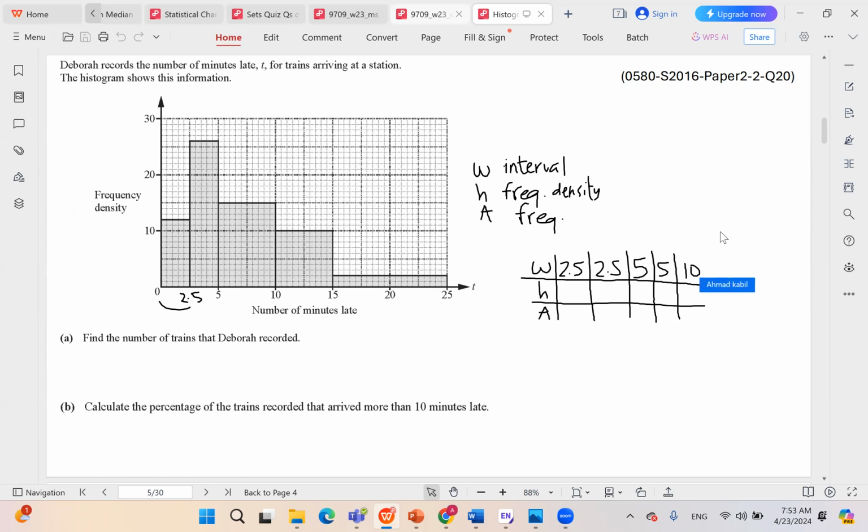If you don't understand how I got these numbers, I can write the intervals for you. So for example, here it's 0 less than t less than 2.5. Here it's 2.5 less than t less than 5. For this one here, it's 5 less than t less than 10. And then for the one after it, it's 10 less than t less than 15. And finally, for the last one, it's 15 less than t less than 25.